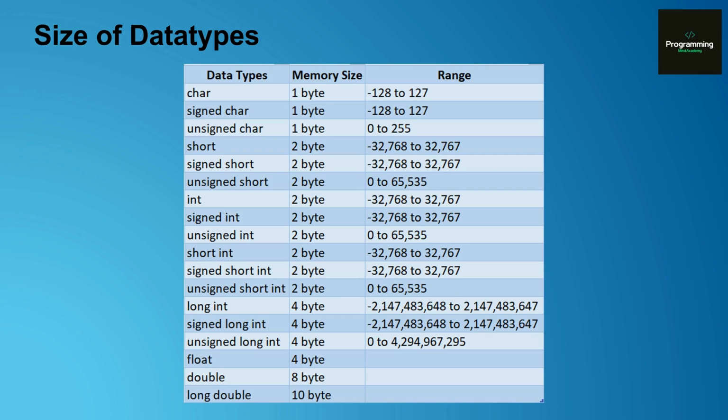Whenever you go with the signed keyword, it can differentiate between negative and positive values, whereas unsigned cannot have negative values, it will only have positive values. So hope you have understood the basic concept of a data type.